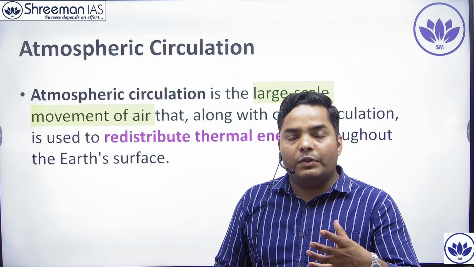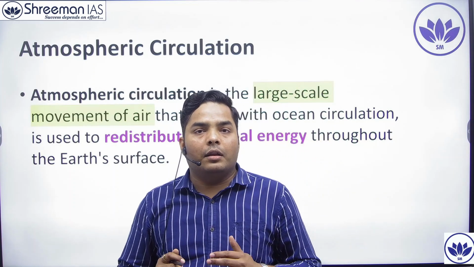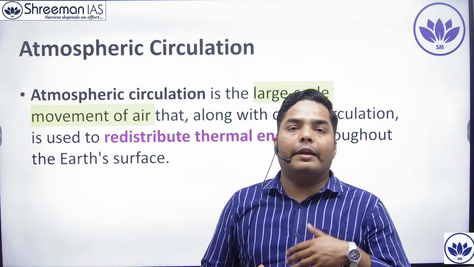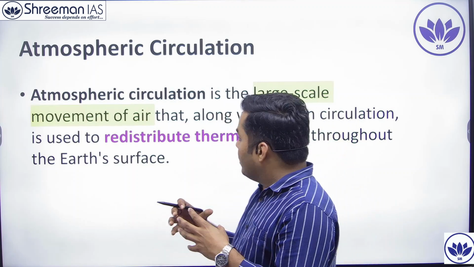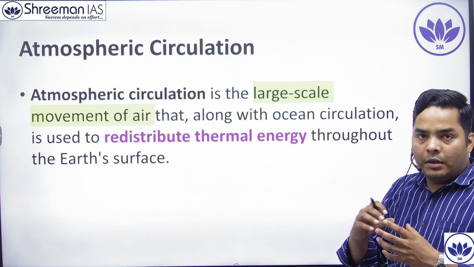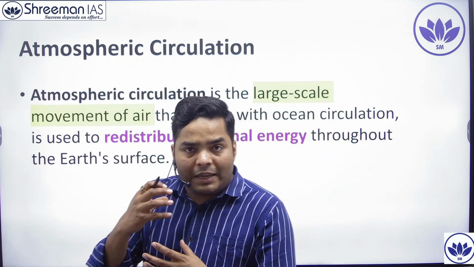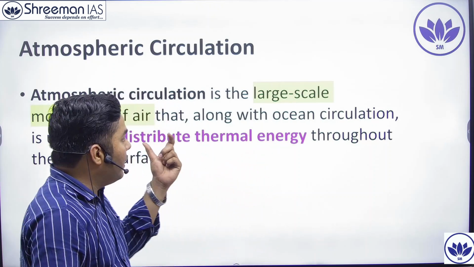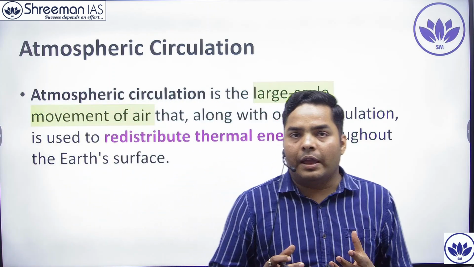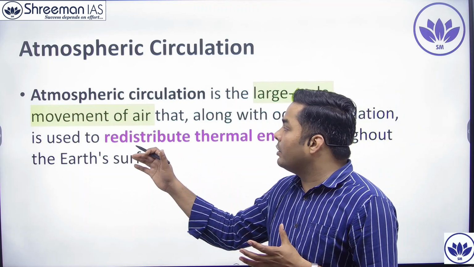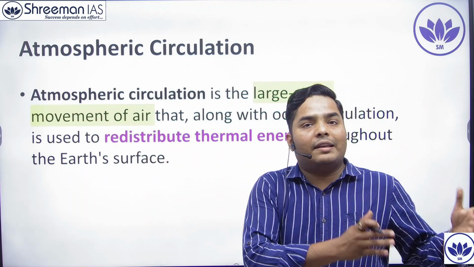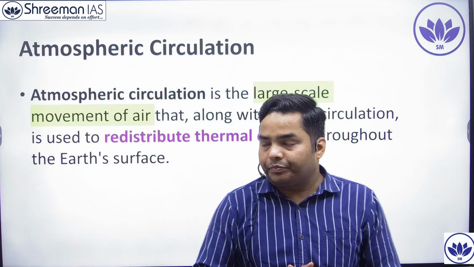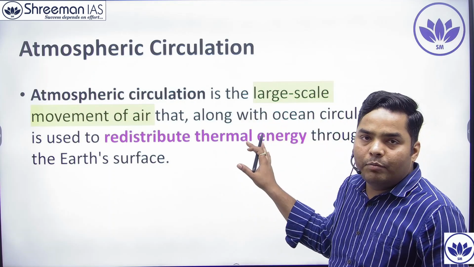So the insolation which is received by the earth, after some time the earth re-radiates this energy, and due to this thermal energy difference, some types of circulation such as ocean circulation or air circulation are generated, and they try to balance or redistribute the thermal energy from the excess area to the deficit area. So this is atmospheric circulation.